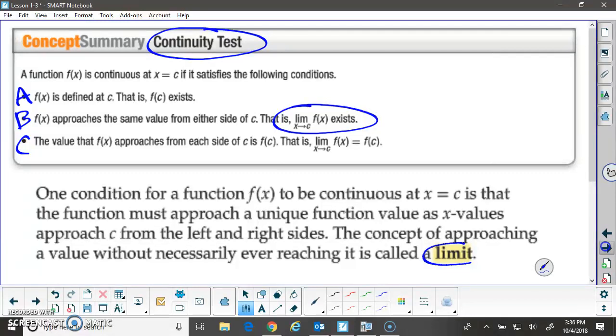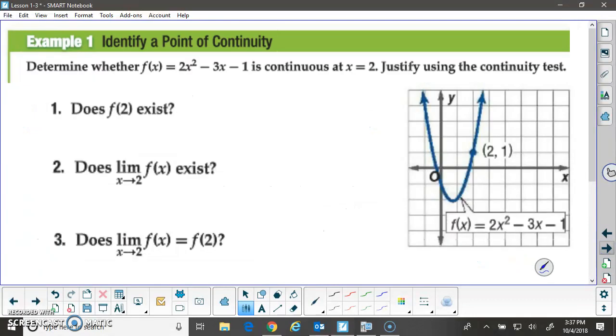This word limit in mathematics really means approaching. So we use the word limit, and we abbreviate it with the letters LIM to write limits.